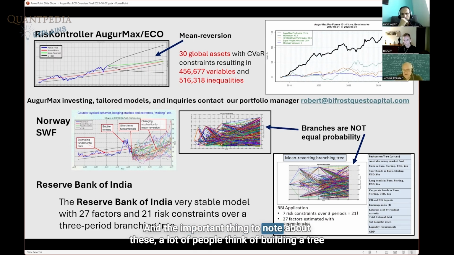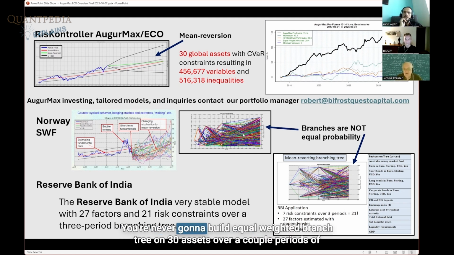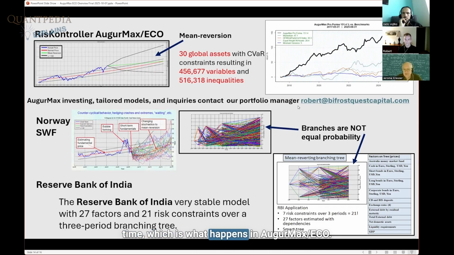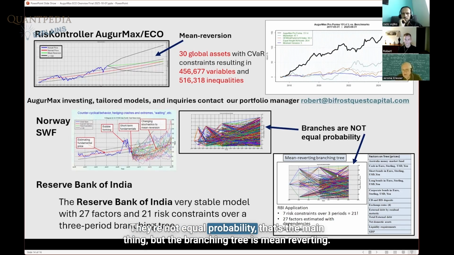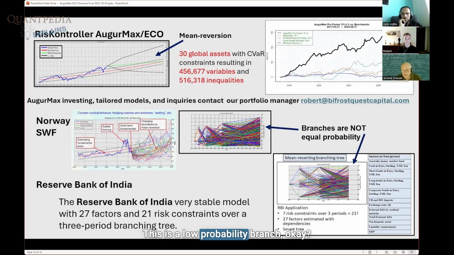And the important thing to note about these, a lot of people think of building a tree structure with equal weighted branches. They are not. You're never going to build an equal weighted branch tree on 30 assets over a couple of periods of time, which is what happens in the Algomax Echo. They're not equal probability. That's the main thing. But the branching tree is mean reverting. You can actually see some of this here as these branches tend now to point back down in the future after going out. This is a low probability branch.